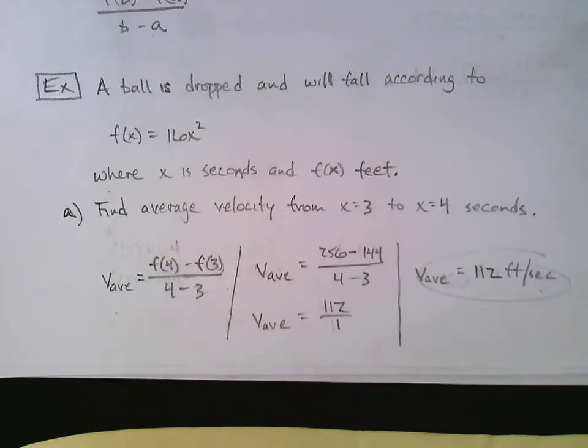So you kind of think for a second, if the average velocity between 3 and 4 seconds is 112 feet per second, then it's going to be going a little bit slower at 3 seconds, right? And it would be going a little bit faster at 4 seconds. And 112 would be somewhere in between those two. Okay. Sounds reasonable.